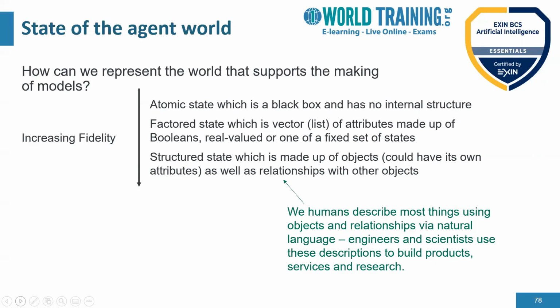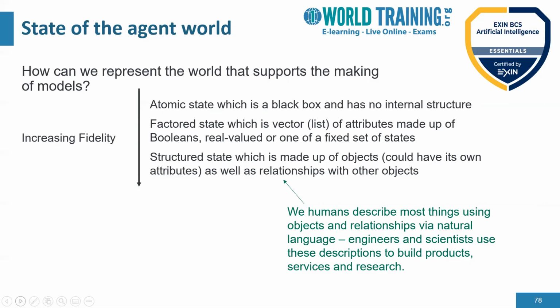The second state is called the factored state, which is a list of factors in terms of attributes made up of Booleans and real values, put across in the form of a fixed set of states. In the factored state, you try to capture the vector list of attributes, and then you work based on that.